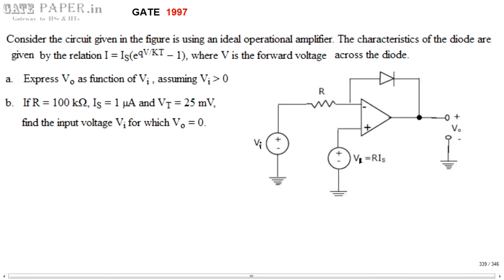Hello, we are discussing the GATE 1997 ECE paper, and this question is related to analog circuits. Look at the circuit diagram. The circuit diagram consists of an op-amp and a diode, and we are going to express the output V0 in terms of VI whenever VI is greater than 0. The second case is, if V0 has to be 0, what voltage must you apply for the given R value, IS value and VT value.